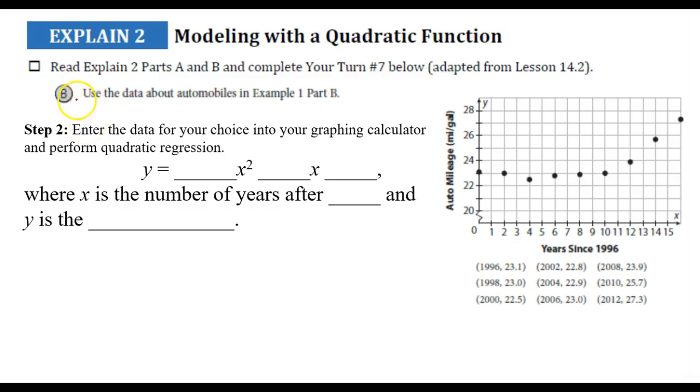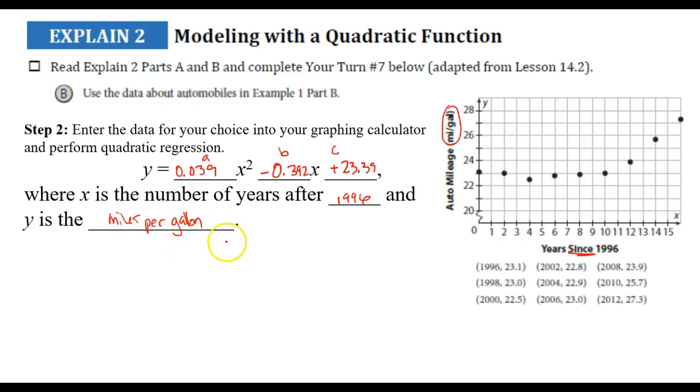Back to this, we'll go ahead and type in our A, B, and C values, which we found to be 0.039, negative 0.392, and positive 23.39, where X is the number of years since 1996 and Y is the miles per gallon. And if you're wondering, that's what this means. Miles per gallon is always really important. You want something that has good mileage, so that you can get more miles to drive per gallon.